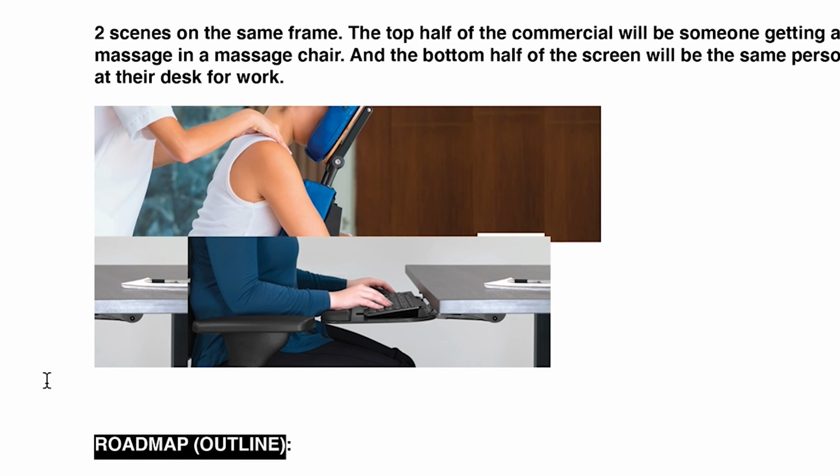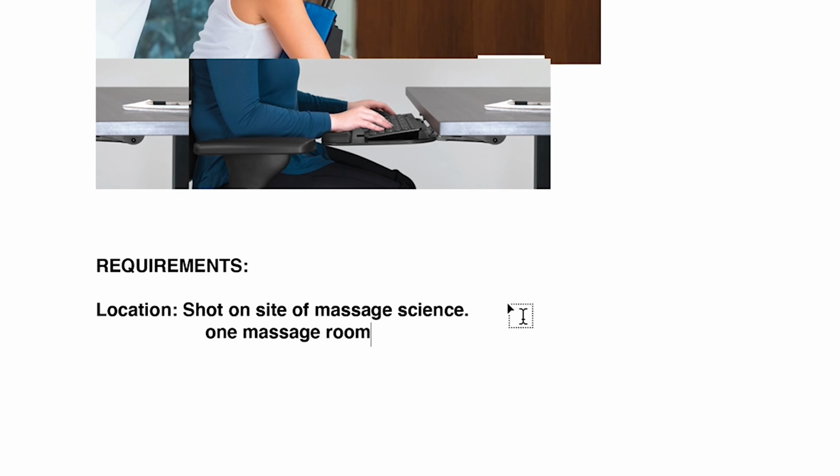So now I'm gonna go through the last two things, which is the requirements, what we're gonna need, you know, location and all that stuff, as well as the budget. So let's go through that really quickly. First things first, I need to figure out the location. Where am I gonna be shooting this? Massage Science already has a couple of massage rooms that I know I could use. I just have to make sure that I time block them to utilize the space. So then I'm gonna just go ahead and write: shot on site at Massage Science, 1 massage room needed for 2 hours. You definitely want to take this stuff into consideration.